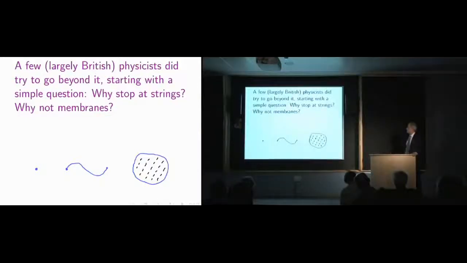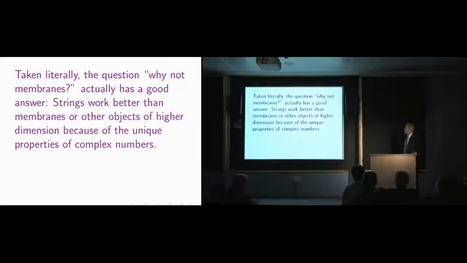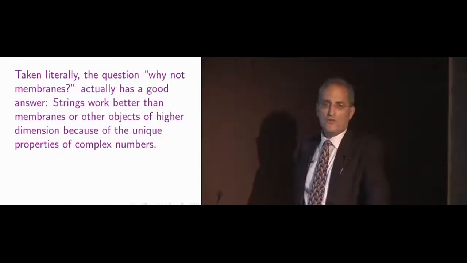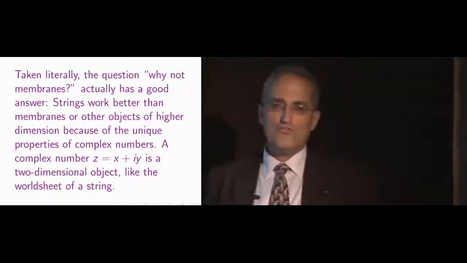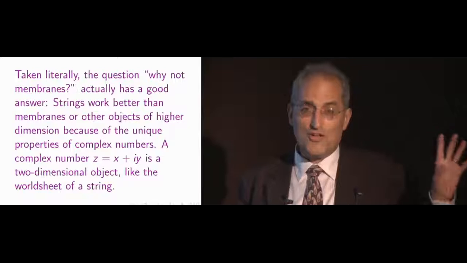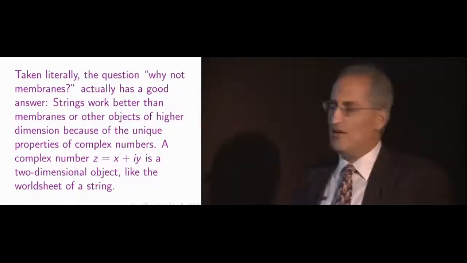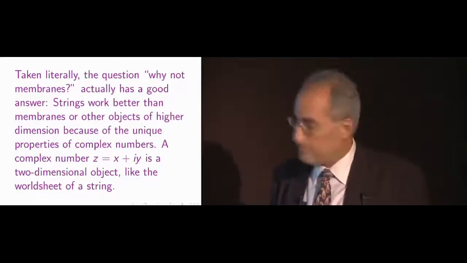So this question was asked. And if you take the question literally, it actually has a good answer. So strings work better in a certain sense than membranes or other objects because of the unique properties of complex numbers. A complex number is made from two real numbers, and there's no way to combine any other number of real numbers to get anything with the magical properties of complex numbers. It's true that there are quaternions, and you can do some stuff with quaternions, but complex numbers are special. And in a sense, if you interpret the question literally, that's the answer.